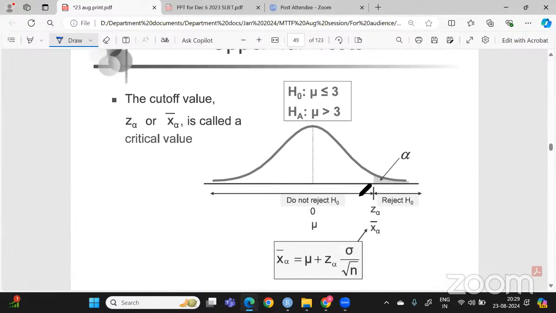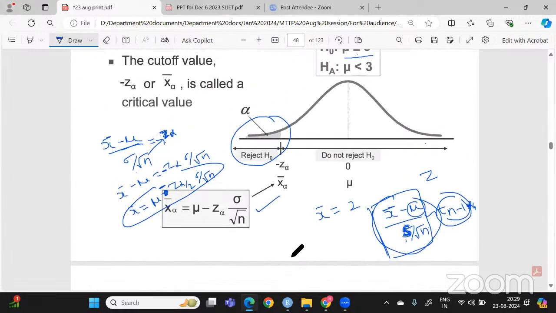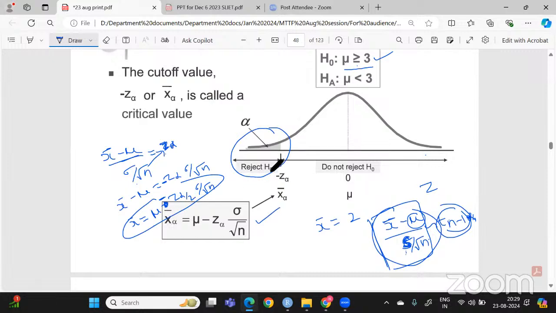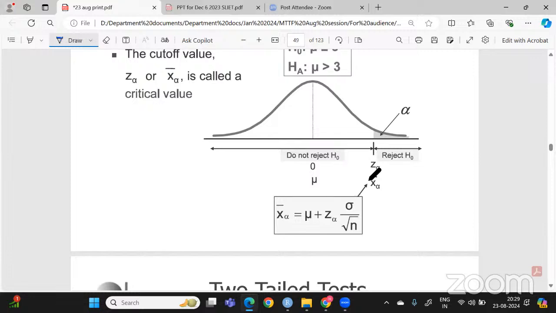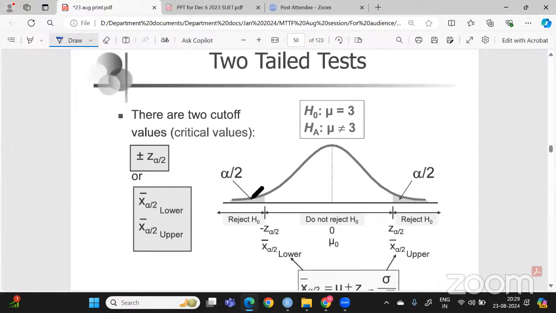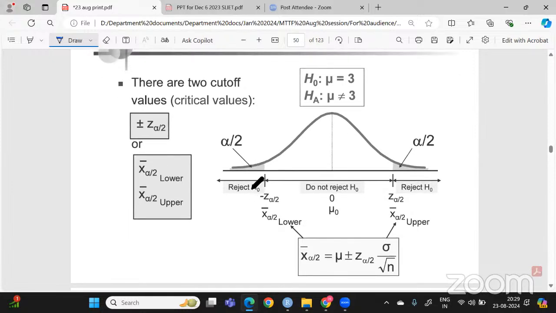For the upper tail, we will look at the right hand side. For the lower tail, we will look at the left hand side. And for that, we will take the critical value negative. And for the upper tail, we will take the critical value as positive. For the two-sided test, we will test on both sides, and we will take critical values at level alpha by 2, because we will consider 2.5% rejection region on the left hand side and 2.5% rejection region on the right hand side. Clear?